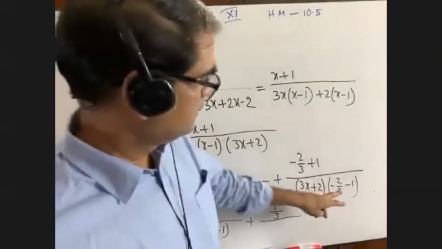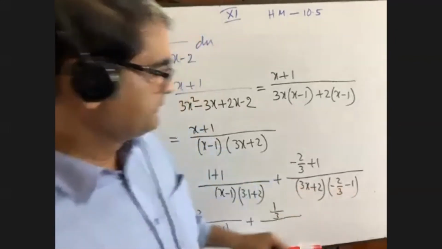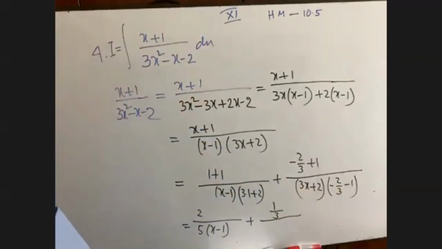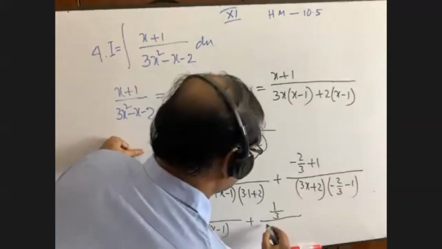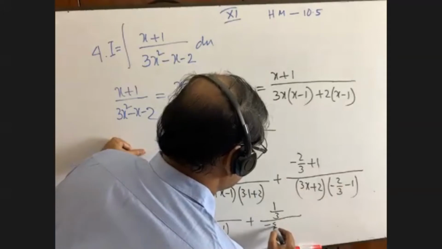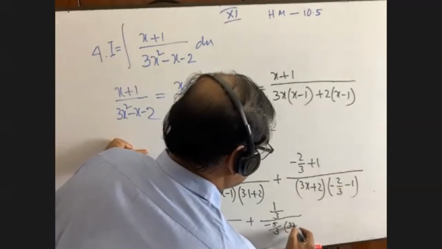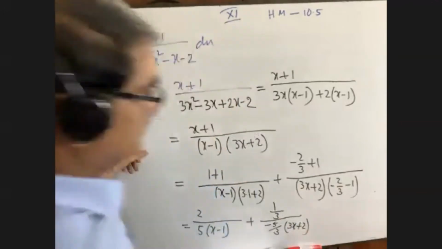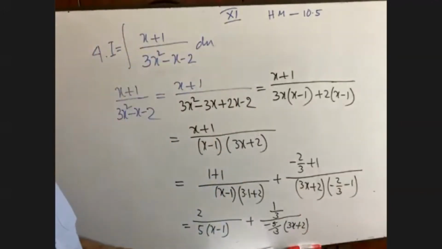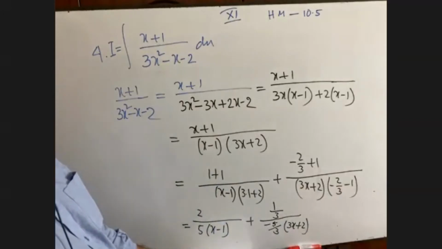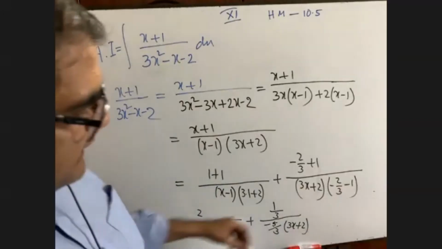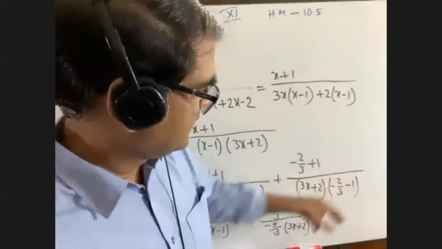Now let me know what will be this value. Talk to me. Minus 2 minus 3, minus 5 by 3. This is minus 5 by 3. Minus 5 by 3 into 3x plus 2. Can you see the board? Yes, sir. So we are getting minus 2 minus 3, then minus 5 by 3.